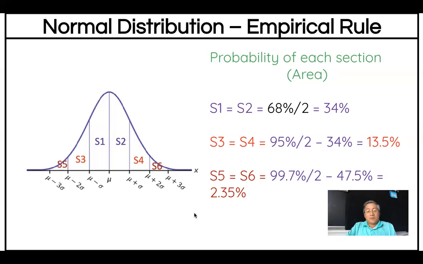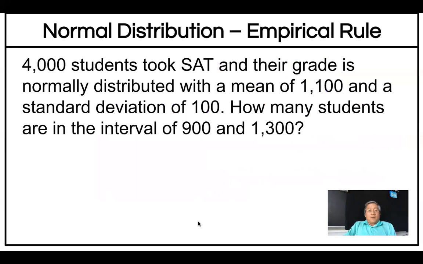Then let's use one example. So 4,000 students took the SAT and their grade is normally distributed with a mean of 1,100 and the standard deviation is 100. Then how many students are in the interval of 900 and 1,300? Now let's see, mean is 1,100, right? It is confusing. You better draw the number line and put the mean here in the middle, all right? That way you can do it.